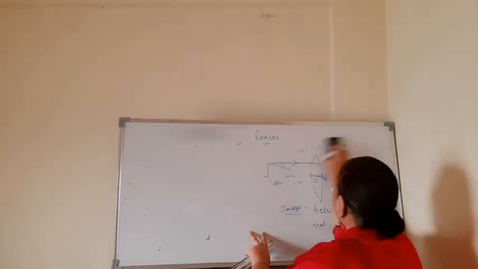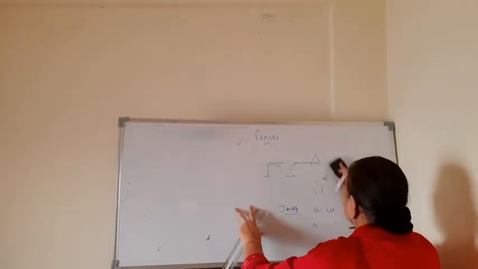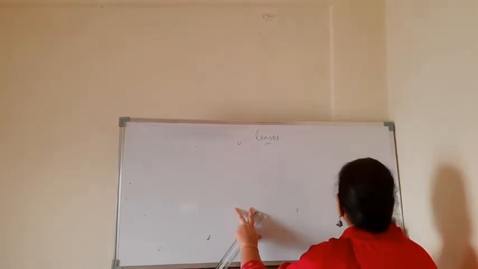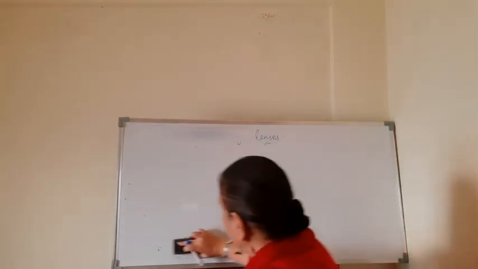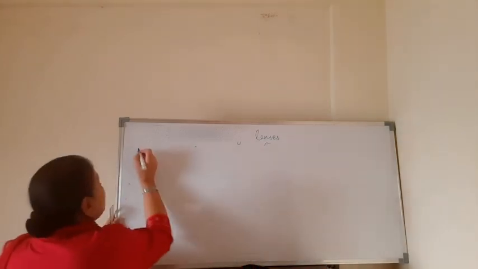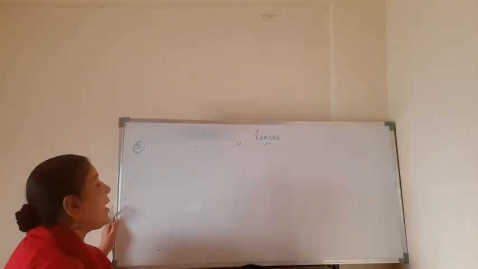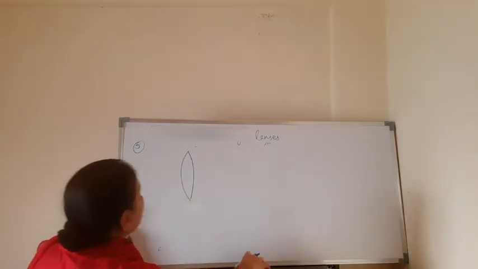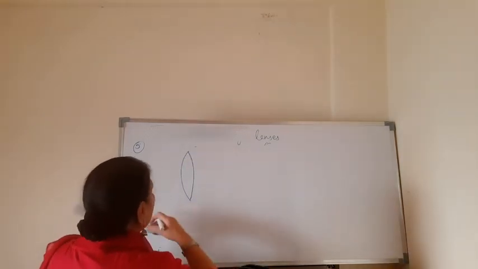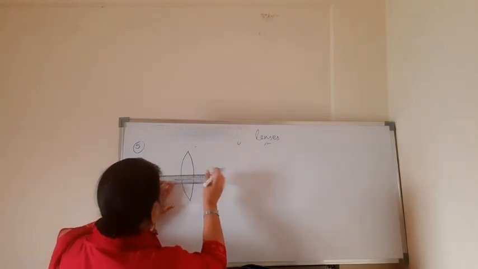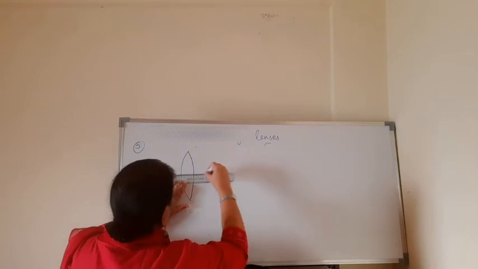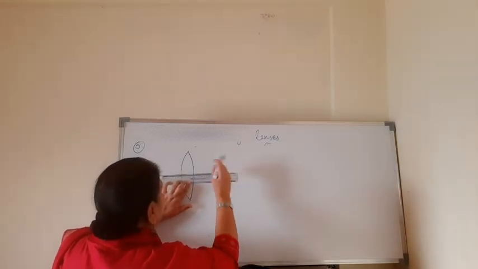So here, what will be the position of the object and the nature and position of the image formed? The fifth case I am taking is when the object is at 2f2, or at the center of curvature.